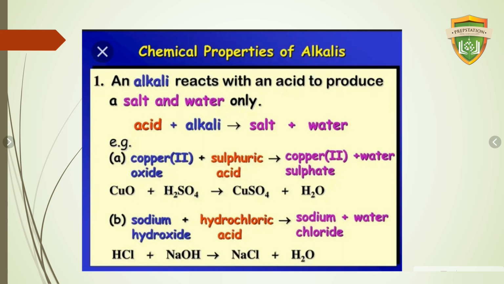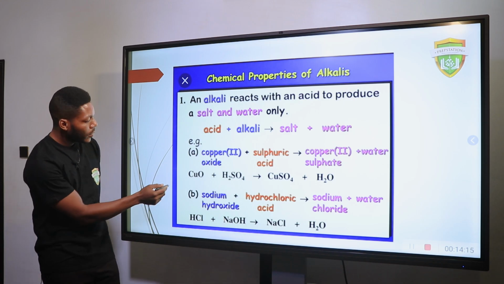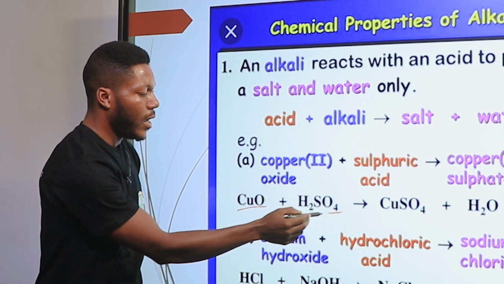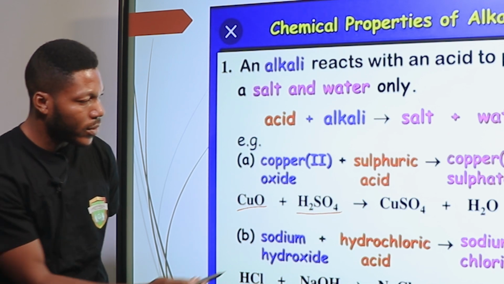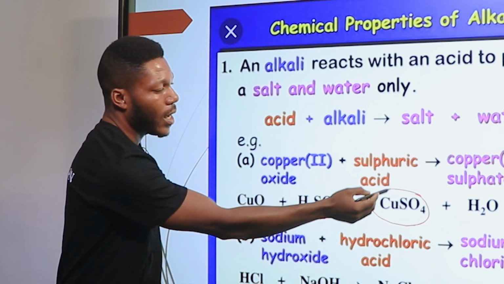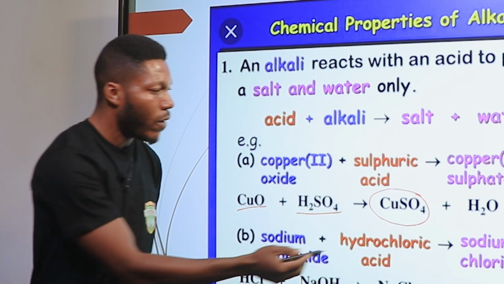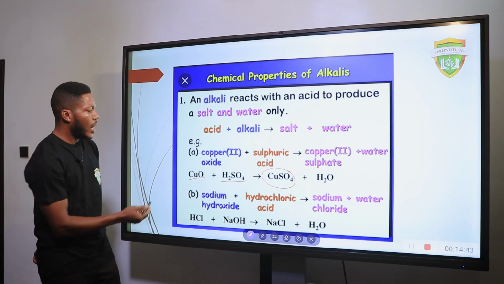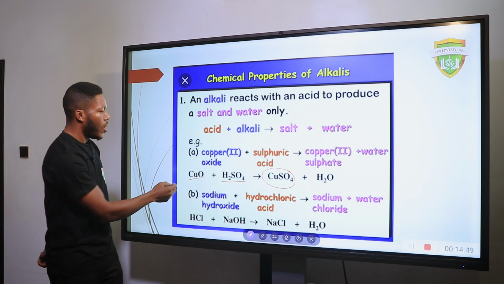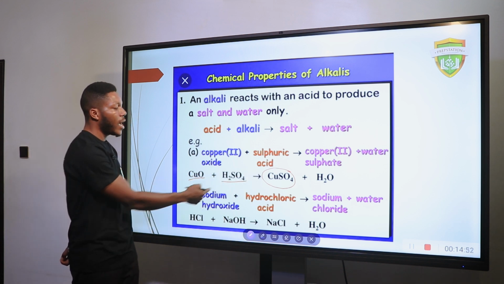Chemical properties of alkalis. First, they react with acid to produce salt and water only. For example, copper 2 oxide is a base reacting with what? With an acid, H2SO4. What is formed here is a salt. And this salt is a normal salt because it has no hydrogen atom in it, with the release of water as a byproduct. And this process is known as what? Neutralization reaction. So all alkalis undergo the same process, reacting with an acid to give us what?